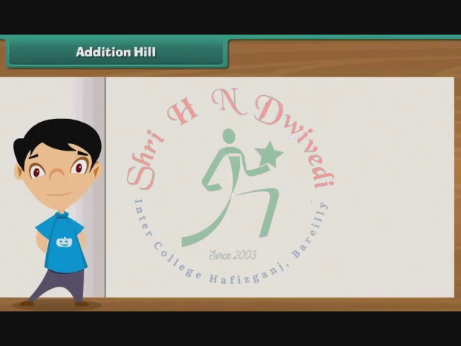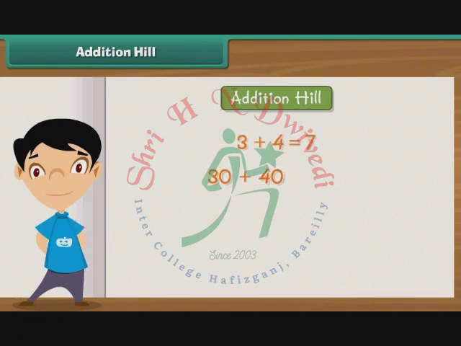Addition hill. There is a very interesting pattern in addition called addition hill. We know that 3 plus 4 is 7. What will be 30 plus 40? 30 plus 40 is equal to 70. What will be 300 plus 400? 300 plus 400 is equal to 700.